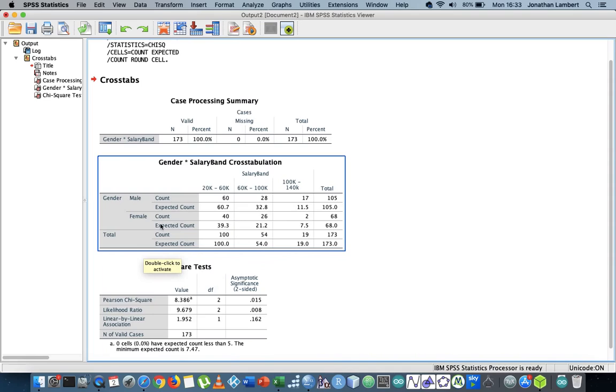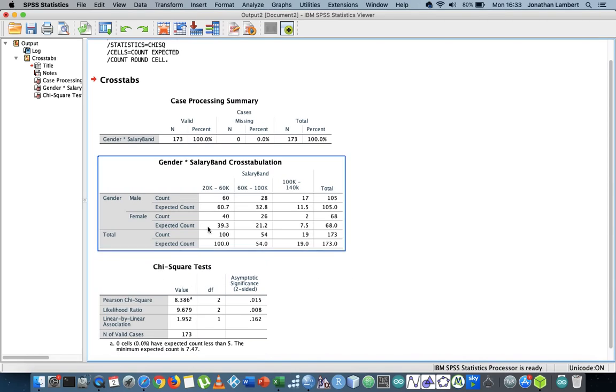In relation to the females, we've got 40 females in the first category. We'd expect to see 39.3, so that's relatively balanced. We'd also expect to see 26, and we see 26 females in the second category. We'd expect to see 21. And finally, in the third category, we only have 2 females in the third salary band. We'd expect to see 7.5 females if the categories on gender were independent of the categories on salary band.